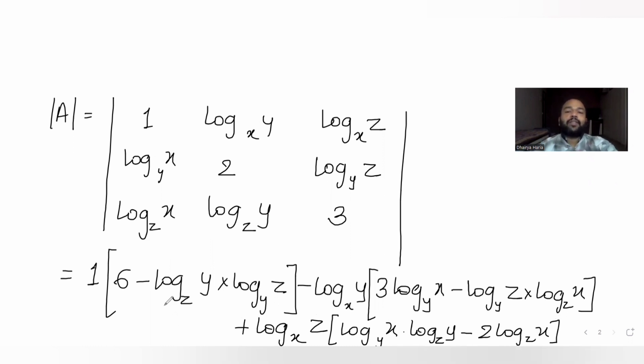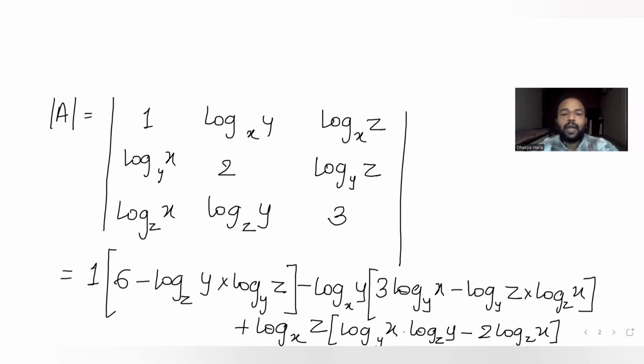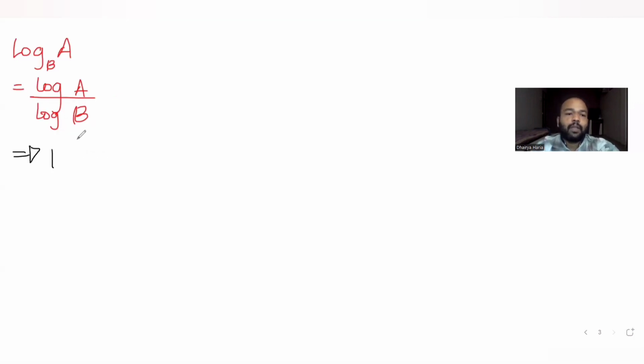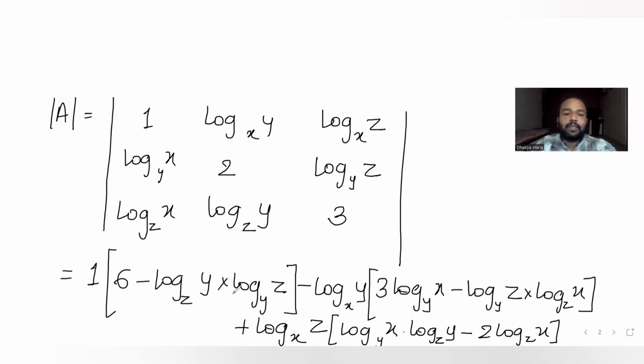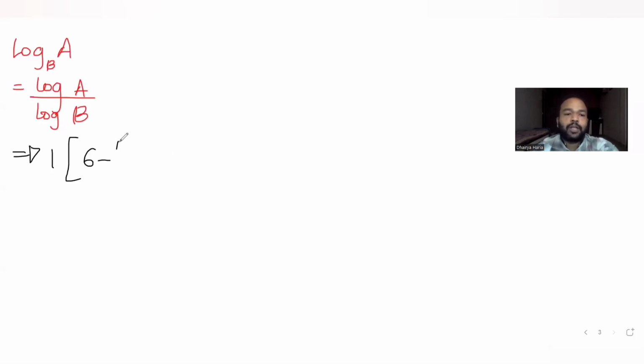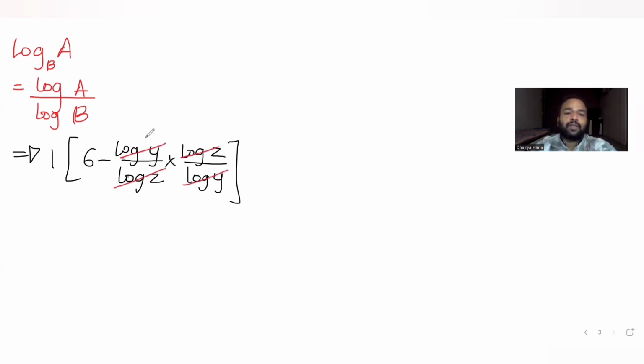Now once I expand this entire thing, to solve it easily we'll use the idea of change of base from logarithms. We know log a to the base b can be written as log a upon log b. So if I use that idea and expand my determinant, I had 1 times (6 minus log y upon log z into log z upon log y). You can just cancel these terms, so you get 1, and 6 minus 1 becomes 5.